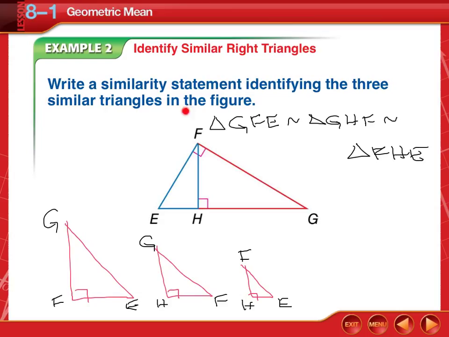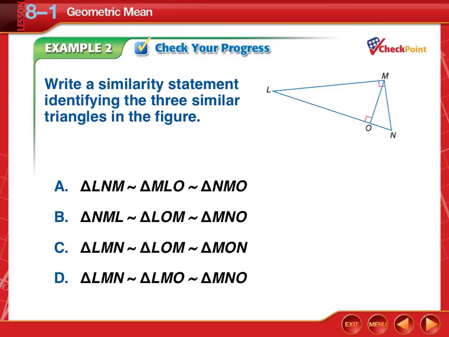And this here would be our statement of similarity. From that, obviously, we can write a long proportion of all of these proportional sides, and we immediately know what angles are congruent. Okay, let's see if we can write a similarity statement for the three similar triangles in the figure.